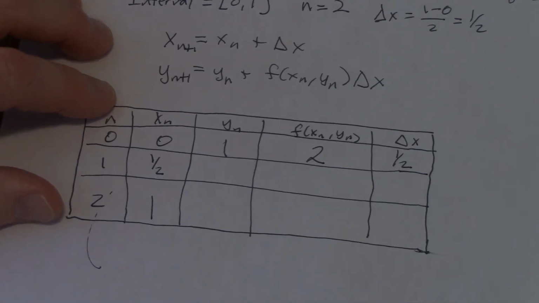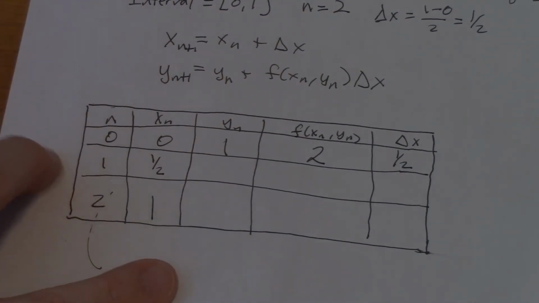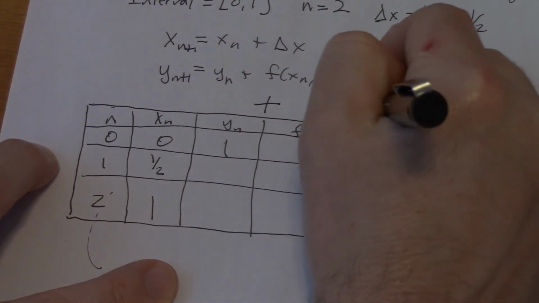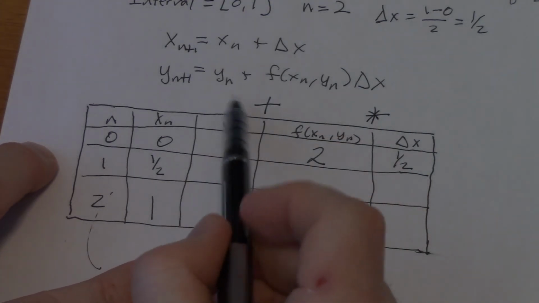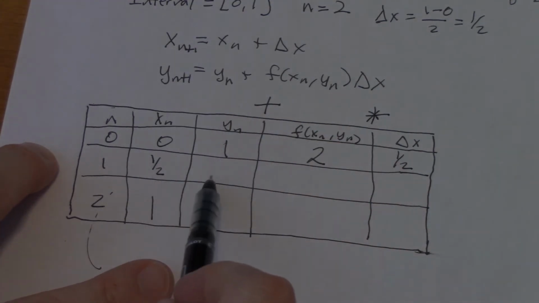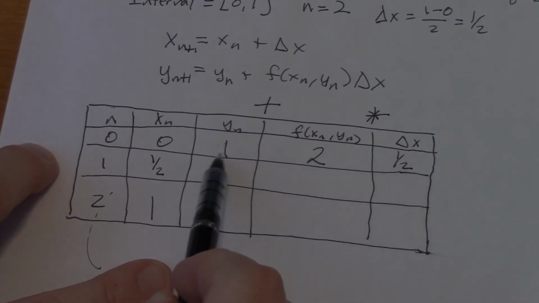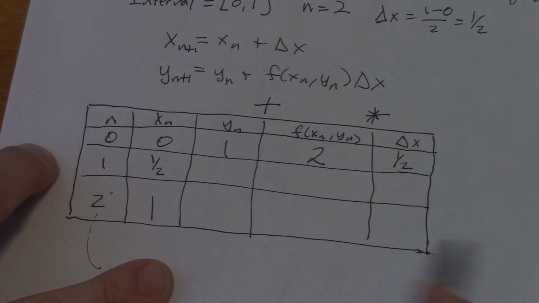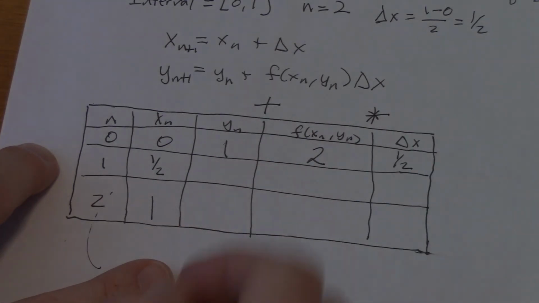Alright, here's the cool part, okay? If you make your table this way, then all you need to think about is a plus there and a times there. Okay? So if I'm looking at my formula, y1 is going to be y0 plus f of x0, y0 times delta x. So if I'm looking here, it's this plus this times this, and of course you need to do order of operations. So 1 plus 2 times 1/2 is going to be 2.